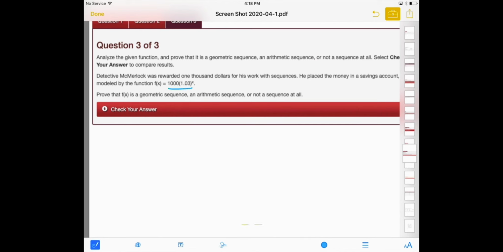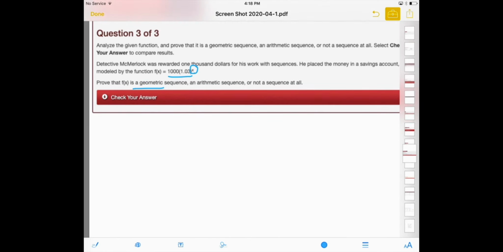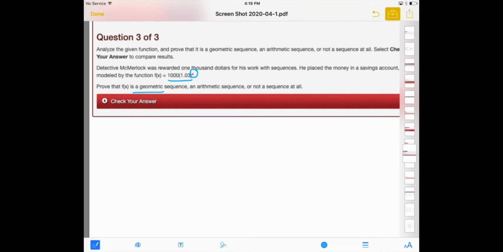Now that very much looks like a geometric sequence to me, because we have our beginning amount, which is $1,000, we have our multiplier 1.03, and then we have to the power of x. So there's no way that's going to be arithmetic, so it could really only be geometric or neither, but I still have to prove what it's going to be. So the way I'm going to do that is I'm going to go ahead and start by taking at least 1, 2, 3, maybe 4, and plugging that into the function.